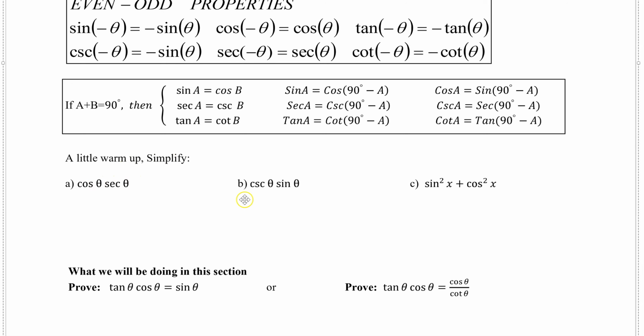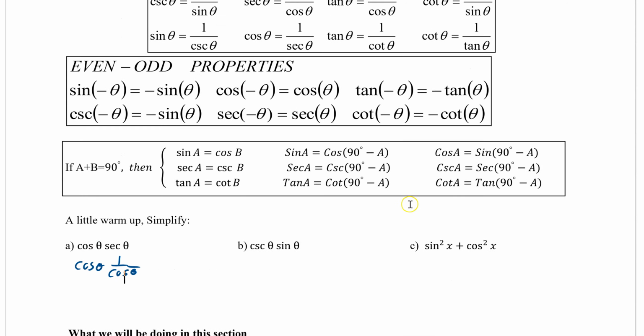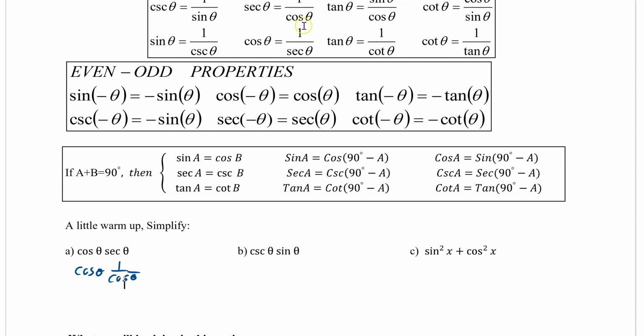So what we do is replace everything that is not cosine or sine with something that it is. So we take our cosine theta, and we take its reciprocal here, which is secant theta, and write it as its reciprocal identity. So we're just replacing secant with 1 over cosine theta. And then what happens? This becomes cosine theta over cosine theta, which equals 1.